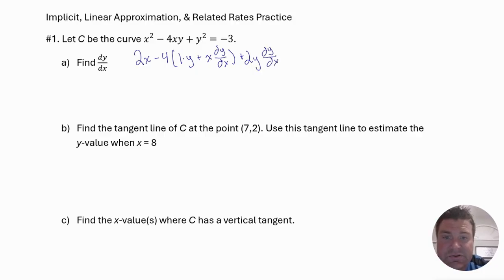dx for the y squared equals, what's the derivative of negative 3? If you said anything other than 0, you are going to need some help because derivative of constants is 0. Do not forget that. Now I'm going to do a little bit of cleaning up here, and then I'm going to collect all my dy dx's.